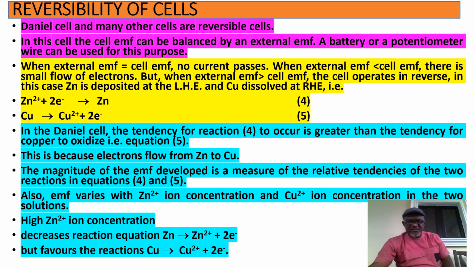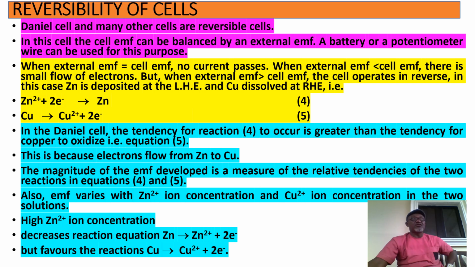Now let us critically examine this. In the Daniel cell, the tendency for reaction 4 to occur is greater than the tendency for copper to be oxidized. That is equation 5. This is because electrons flow from zinc to copper. The magnitude of the EMF developed is a measure of the relative tendencies of the two reactions in equations 4 and 5. Also, EMF varies with zinc ion concentration and copper ion concentration in the two solutions.